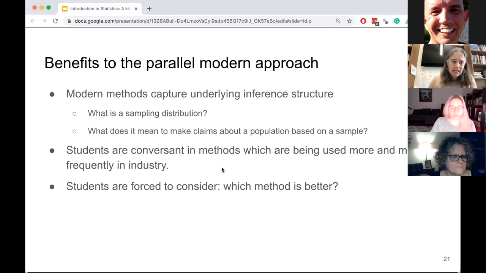Another benefit is that more and more of these methods are being used frequently in industry. And so having our students conversant in things like what is bootstrapping, what is cross-validation, having seen those concepts before, I think is more important for the students coming out of college today. And maybe most importantly, as I mentioned at the very beginning, you set yourself up to this question, which they're going to ask you: which method is better? So next slide.